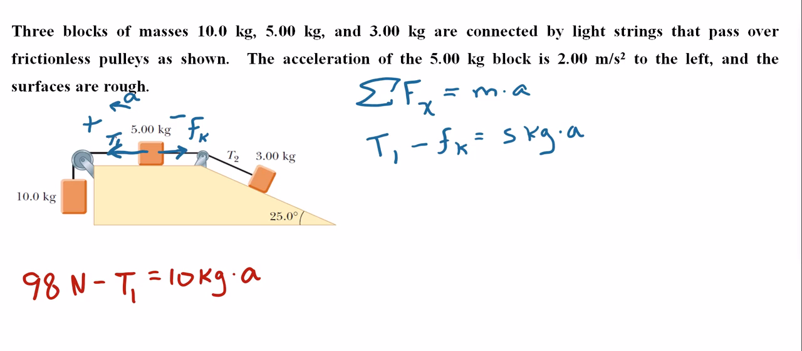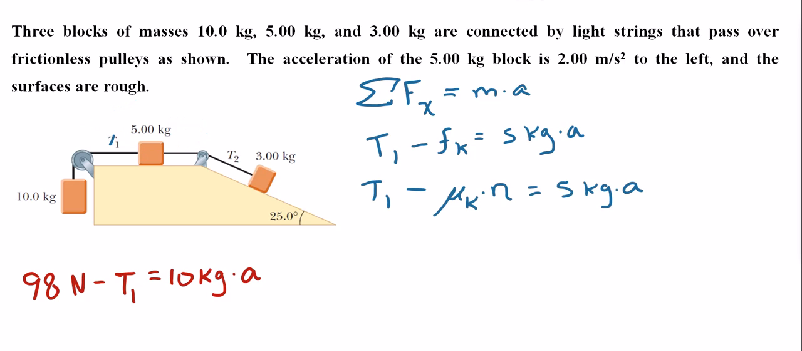We only have two forces acting along the x-axis, and they're both opposing each other. So we have T1 minus the kinetic friction is equal to the 5 kilogram mass times acceleration. We can express the kinetic friction in terms of the coefficient times the normal force. And in this case, the normal force is equal to the weight because there is no angle involved. If we were to set up the y-axis, we would see that the weight goes down and the normal force goes up, and they're equal to each other because there are no angles involved for the 5 kilogram mass only.